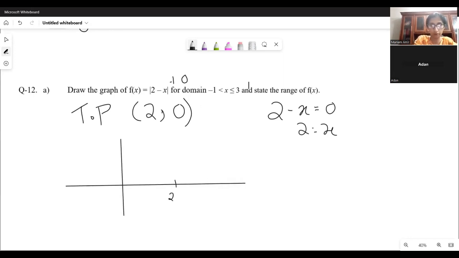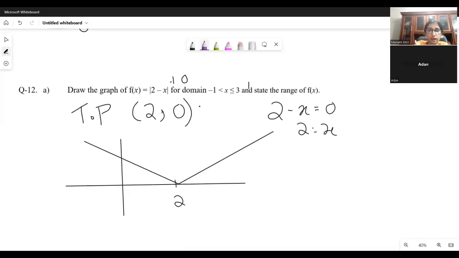That means it's somewhere over here, 2. And this is what a rough sketch would look like, like this. Okay, and let's also look at its y-intercept. Although where is it, draw the graph for the domain. Okay, from here to here. So now let's see what the value is at -1 and what the value is at 3. So let's find the value of the function at -1 and the value of the function at 3. So at -1 we have 2 minus -1, which is 3.